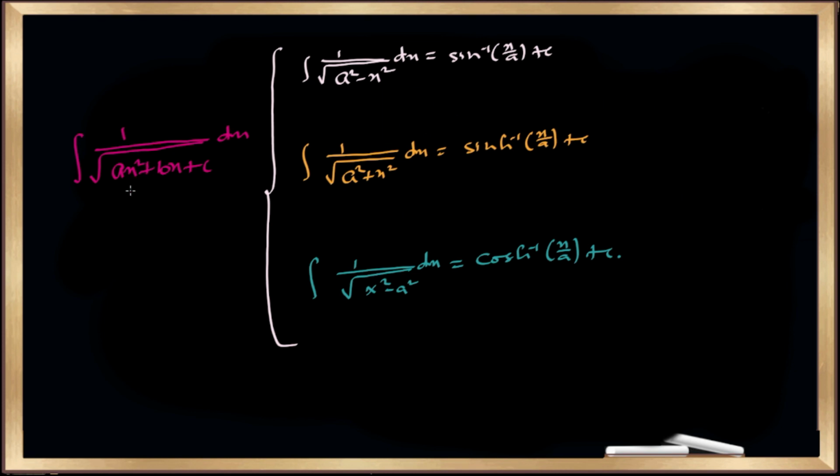Or 1 by root over ax square plus bx plus c, if we can express it as 1 by root over x square minus a square, then its integral is cosh inverse of x by a plus c.